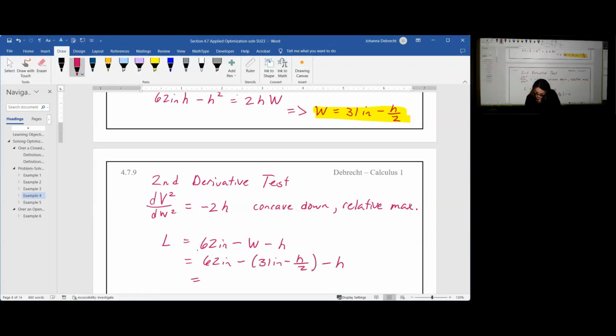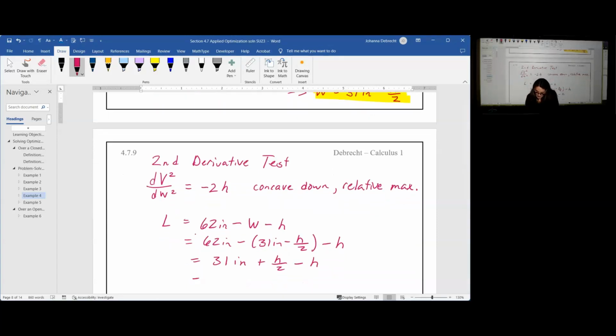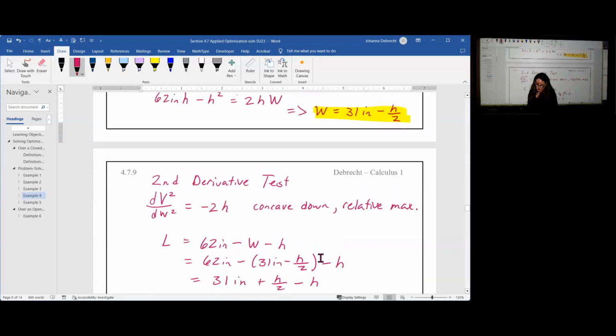This gives me 31 inches plus H over 2 minus H, which means that my length is in fact the same as my width, 31 inches minus H over 2. In other words, if you want to maximize the volume, use a square base.